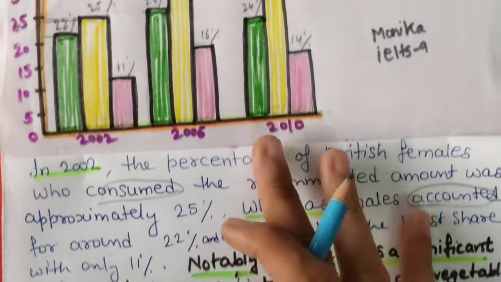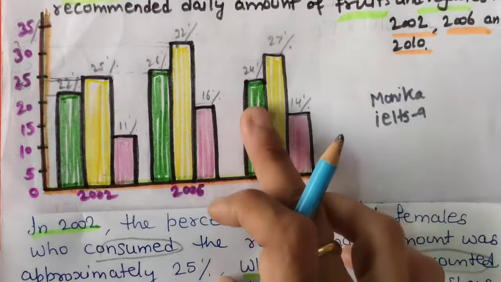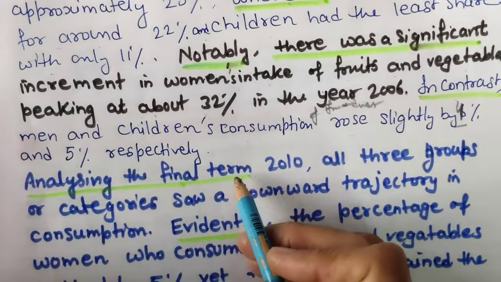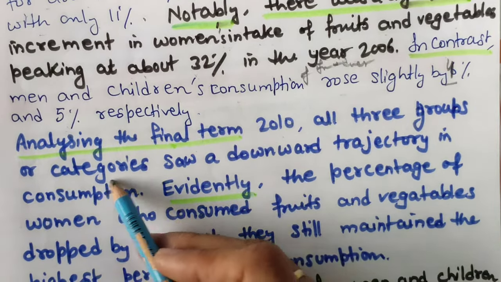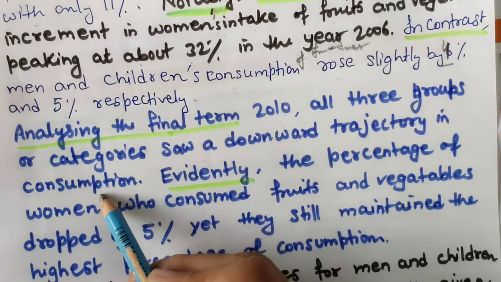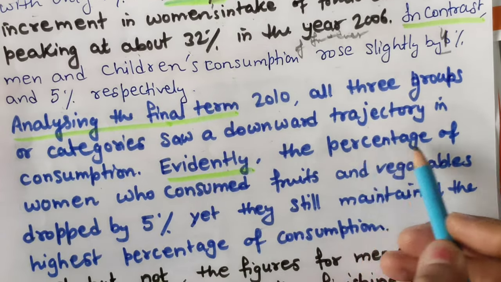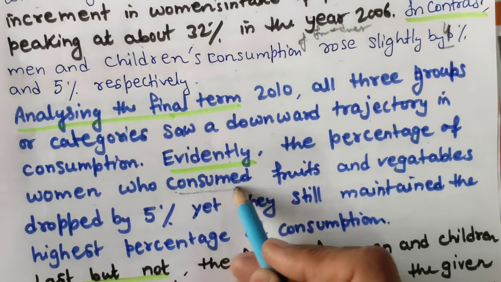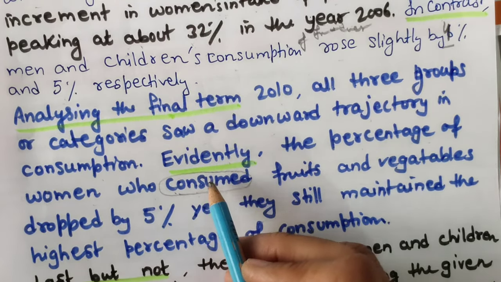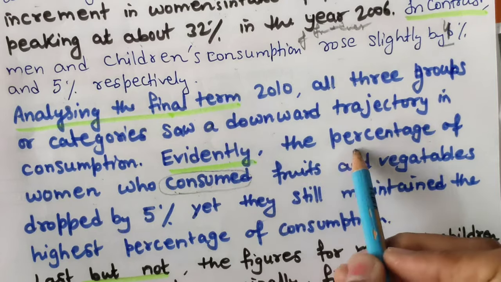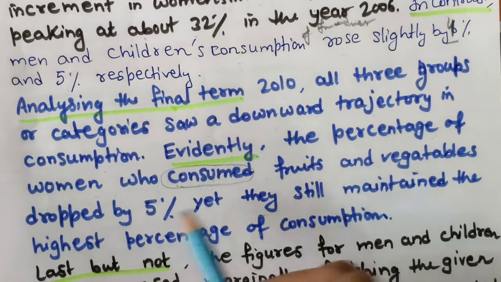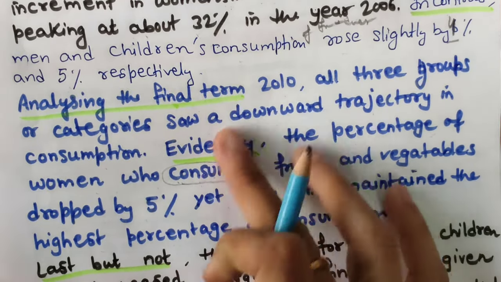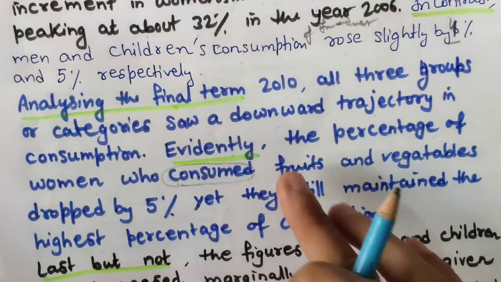Okay, now next year, this is the final year. Here every bar is going down. Analyzing the final year 2010, all three groups saw a downward trajectory in consumption. Evidently, the percentage of women who consumed fruits and vegetables dropped by 5%, yet they still maintained the highest percentage of consumption. I have repeated the word consumed so many times, so you can text me other synonyms of consumption or consumed. So this is all about women in 2010.